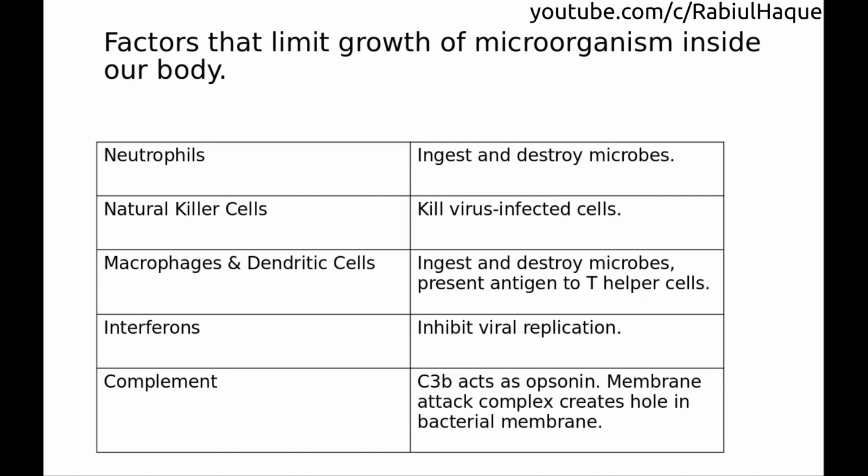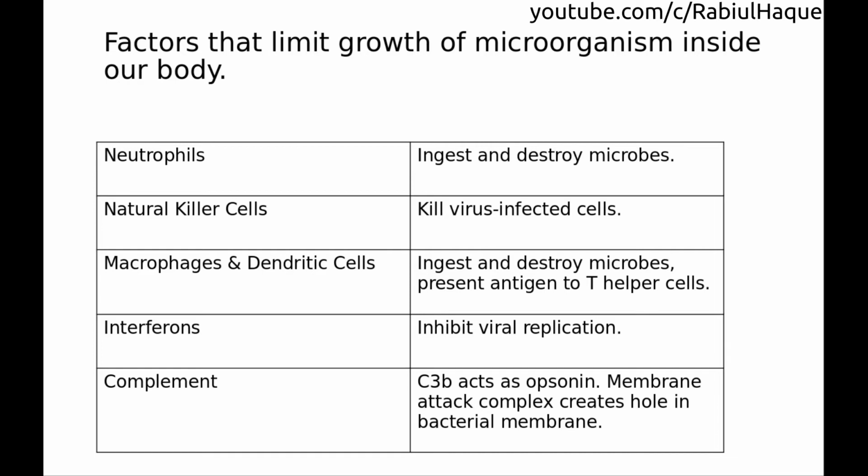So now let's talk about the factors that limit growth of microorganisms that are already inside our body. So they will include neutrophils. They will ingest and destroy the microbes. Natural killer cells, they are important particularly in killing virus-infected cells. Macrophages and dendritic cells, we have already talked about their function. They can ingest and destroy microbes, and they can also present antigen to T helper cells to initiate adaptive immunity.